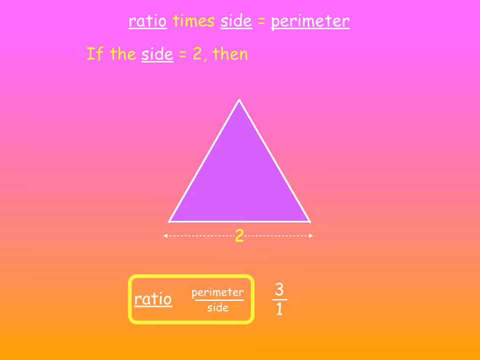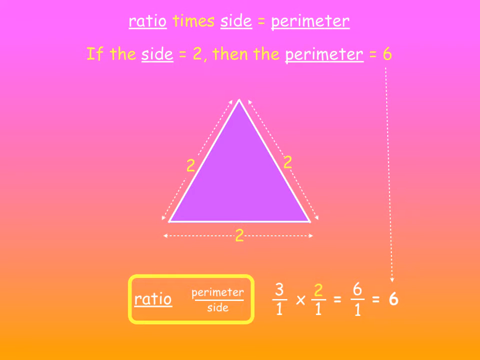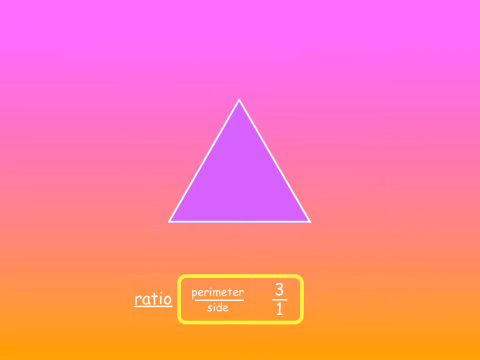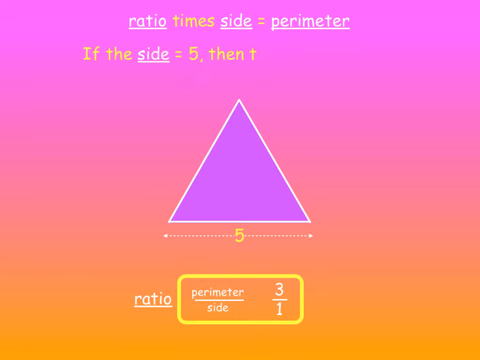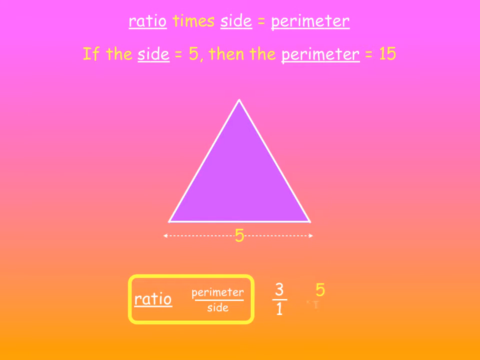If the side is 2, then the perimeter, we do our multiplying here, must be 6. Here's another example. If the side length is 5 units, and we can multiply times the ratio, then the perimeter is 15 units.